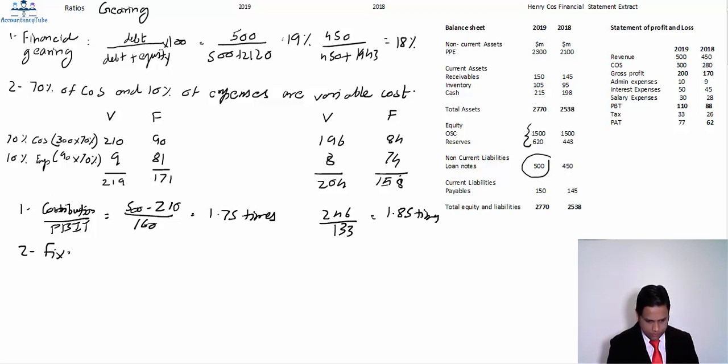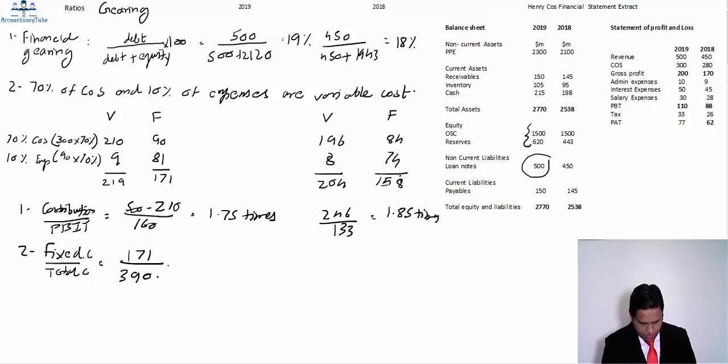Let's do the same with another formula which we have just read, fixed cost over total cost. The fixed cost we have already computed for 2019 is 171. It's the total proportion of fixed cost, and the total cost is quite easy to compute. All you need to do is add the variable and fixed proportions. If we add 171 with 219, we get 390. If we divide that and multiply by 100, you'll get 44%. Doing the same for 2018, it's 158 over 362 multiplied by 100, which will give you 43%.